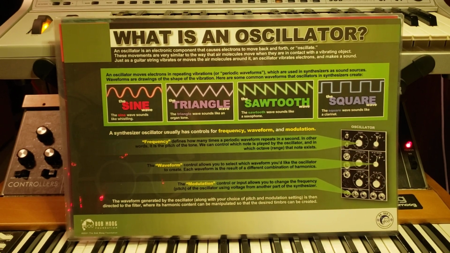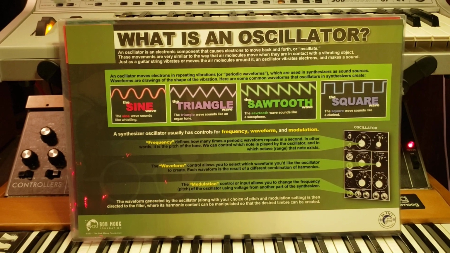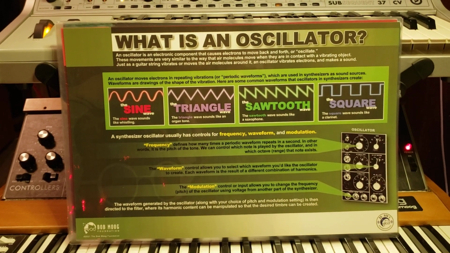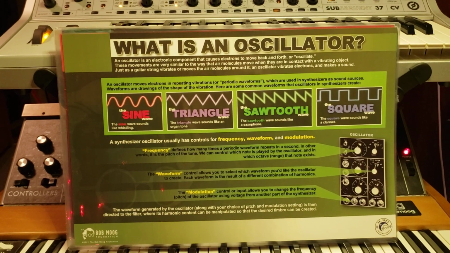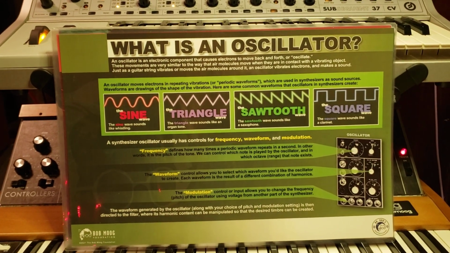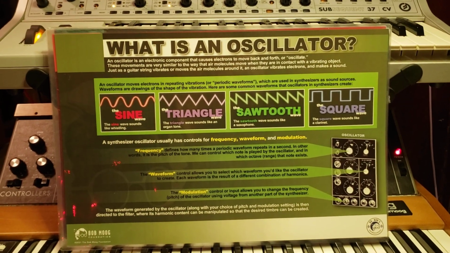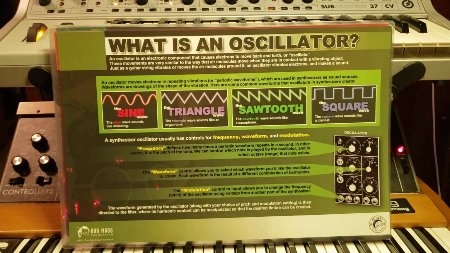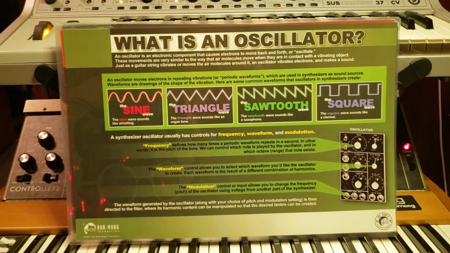Waveforms are drawings of the shape of the vibration. Here are some common waveforms that oscillators and synthesizers create. A sine wave, which sounds like a whistle. A triangle wave, which sounds like an organ tone. A sawtooth, which sounds like a saxophone. A square wave, which sounds like a clarinet.